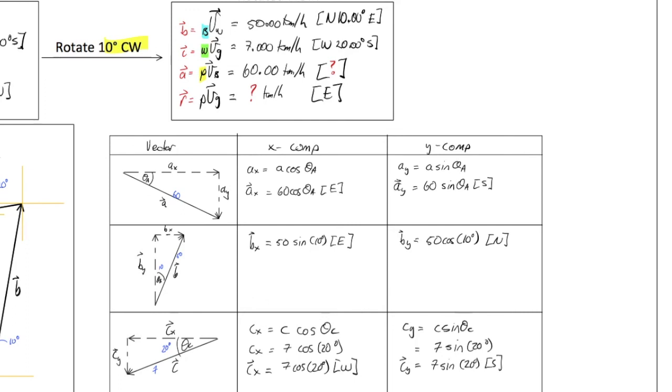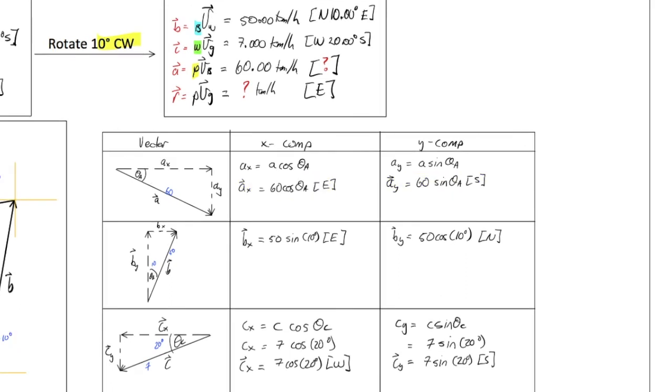There's our theta A, magnitude of 60. So as far as Ax and Ay are concerned, they stayed the same. Our vector B has its y component followed by the x component, and that's because it was north then east. So our Bx is 50 sine 10 degrees towards the east. Our By is 50 cos 10 degrees towards the north.